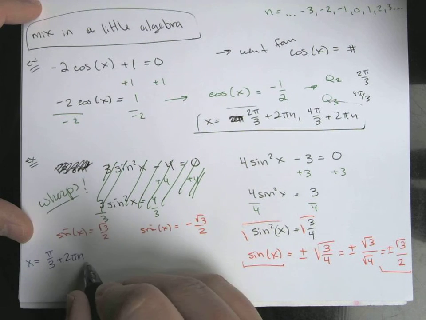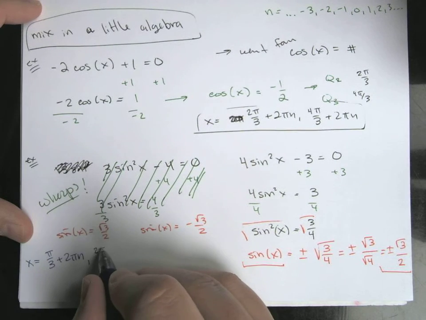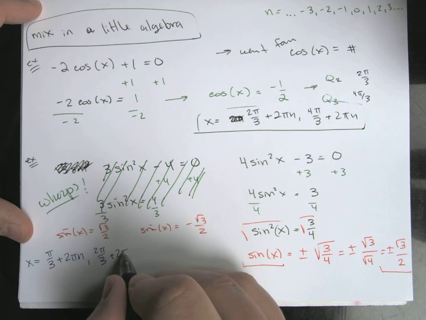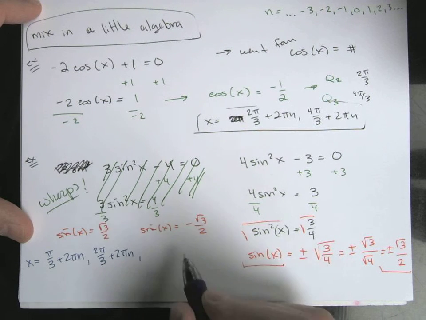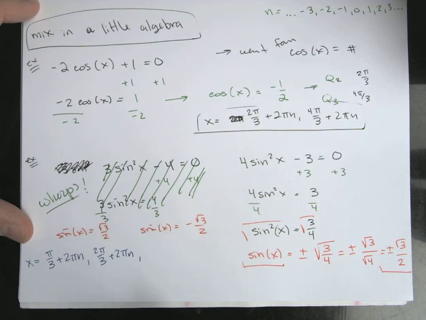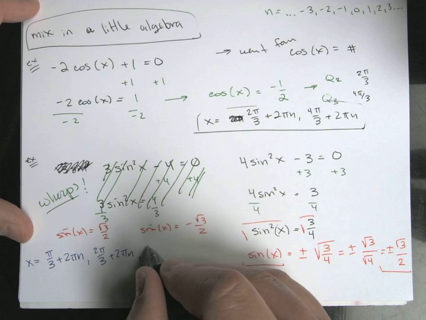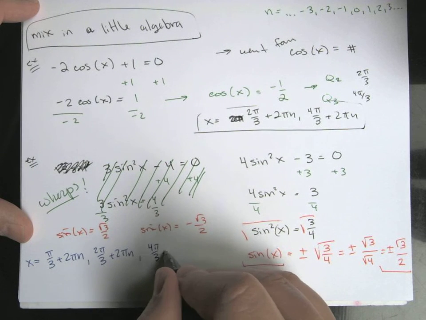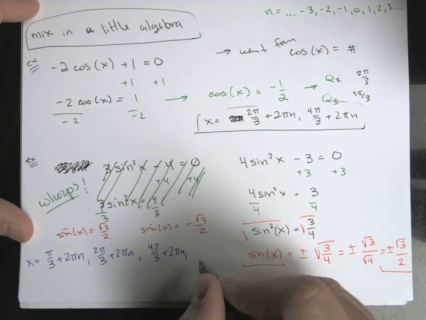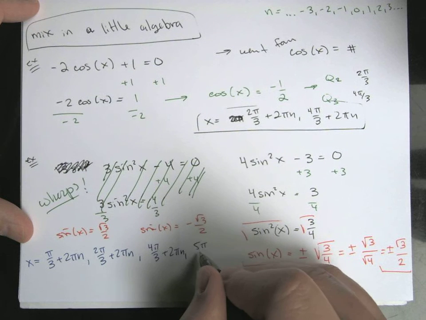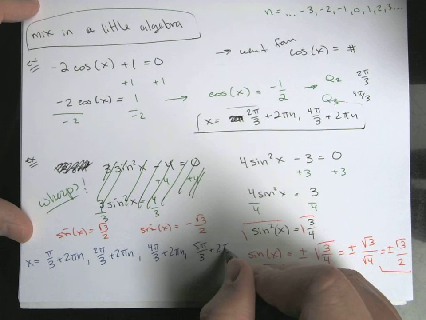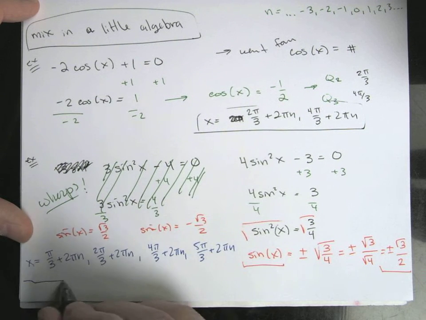Pi over 3 plus 2 pi n, right? The other positive would be 2 pi over 3 plus 2 pi n. And then for my negatives, I'll get quadrant 3 and quadrant 4. So that'll be 4 pi over 3 plus 2 pi n. We're in quadrant 4, 5 pi over 3 plus 2 pi n.